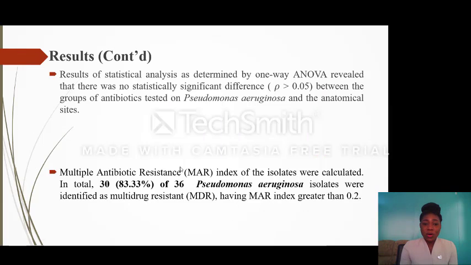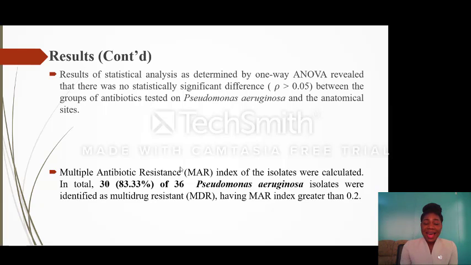The statistical analysis was conducted, and the result, as determined by one-way analysis of variance (ANOVA), revealed that there was no statistically significant difference between the groups of antibiotics tested on Pseudomonas aeruginosa and the anatomical sites. The multiple antibiotic resistance index of the isolates was calculated. In total, 30, that is 83.33% of the 36 Pseudomonas aeruginosa isolates, were found to be multi-drug resistant as they had a multiple antibiotic resistance index greater than 0.2.